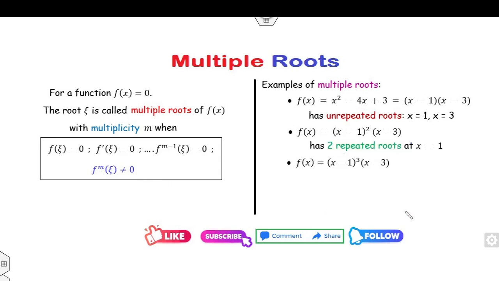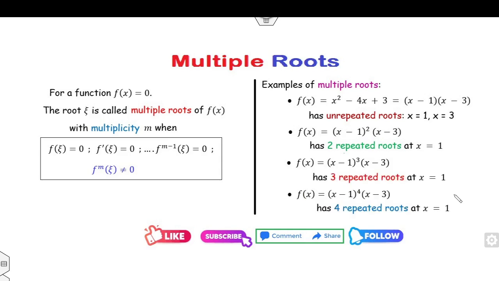Similarly, here the roots are 1, 1, 1, 3. You can prove that f(1) is 0, you can easily prove that f'(1) is 0, you can easily prove that f''(1) is 0, and you can prove that f'''(1) is non-zero. That means x equal to 1 is a triple root, that is multiplicity 3. Similarly this has multiplicity 4. This is the first method you can use to check for a multiple root.